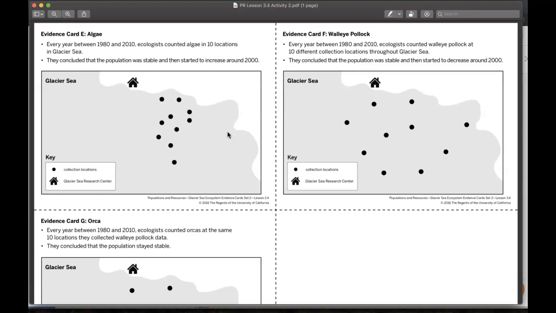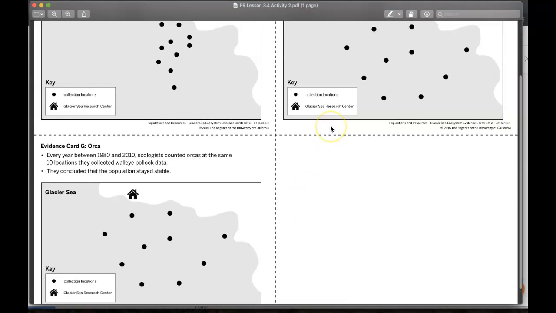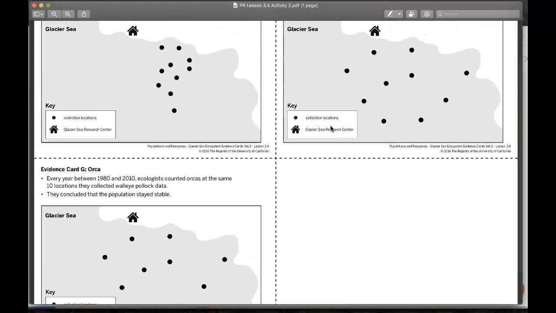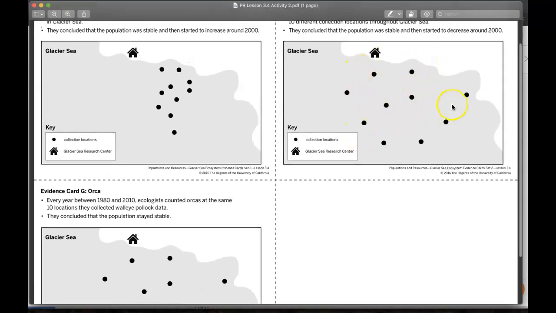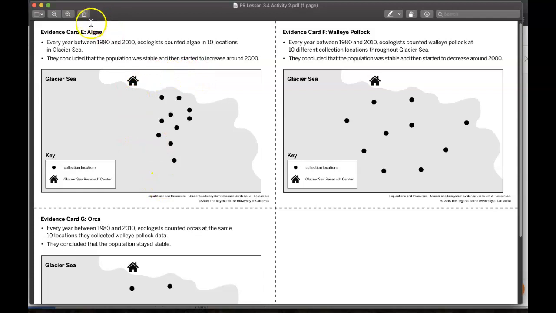So what you should have seen is that evidence cards F and G are the best pieces of evidence. These both collected data or samples at 10 different locations that are spread throughout Glacier Sea. So there's 10 collection sites and they are spread out. So that would make evidence card E the algae. I don't know if I pointed this out before, but F is walleye pollock data, G is orca data, and E is algae data. So that was our three claims that we were looking at.